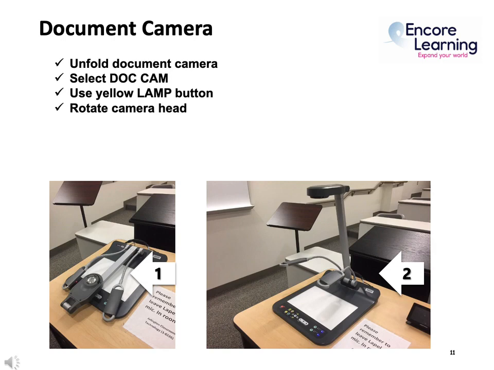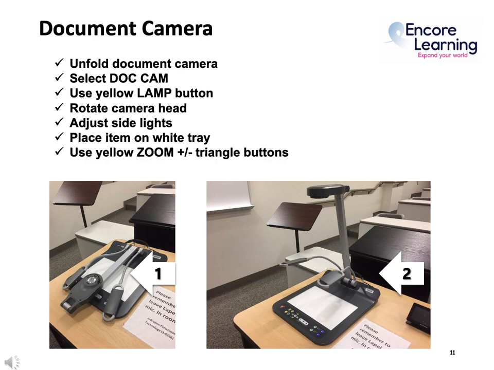Rotate the camera head on its axis as needed to center on the white tray. Adjust side lights as needed. Place the item on the white tray. It could be paper, transparency, book, figurine, etc., but never write on it. Use the yellow zoom plus and minus triangle buttons on the document camera base for appropriate image size.